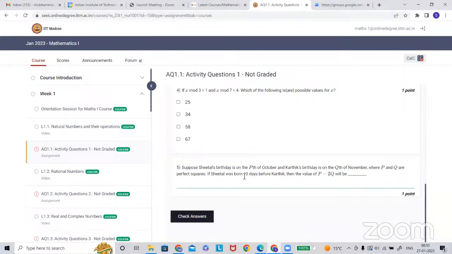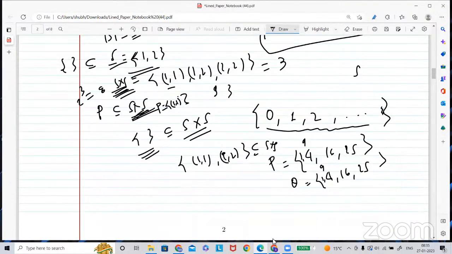Now one more piece of information is given: Sital was born 10 days before Kirti. How is that going to happen? We should start from 25 for P and from the last for Q, so that the difference would be 10. One is not included in the list. So which numbers will you take? 25 and 4? Which pair is going to give a difference of 10?